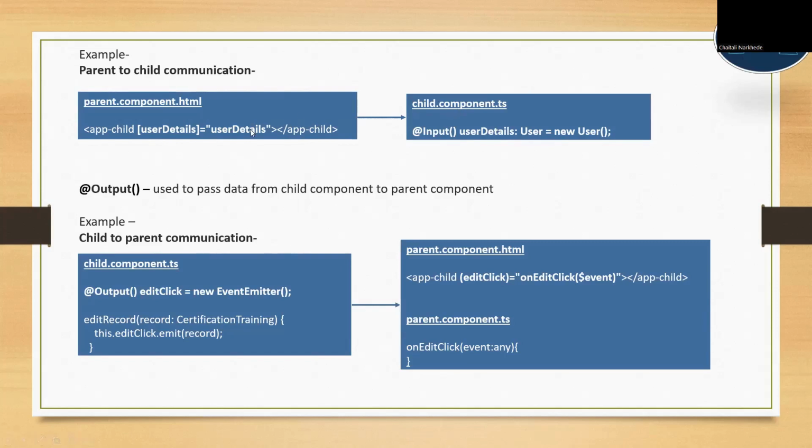And to get that data, you have to define an @Input property with the same name as we defined in our parent HTML. The same name should be in the child component. You have to define some type, so you will get that data from parent to child.